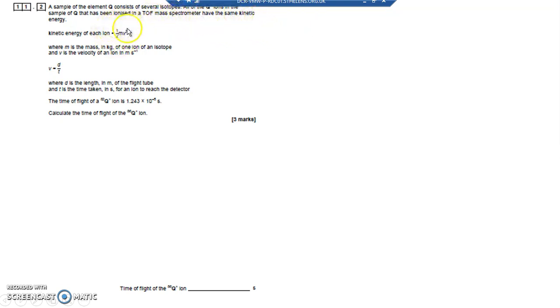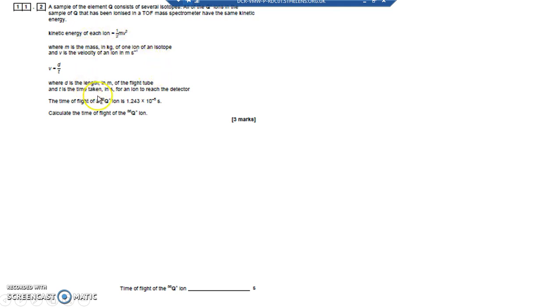Therefore, the kinetic energy of each particle is always the same. It doesn't matter what the mass is, the particle has the same kinetic energy. And we've been given the equation for kinetic energy as half mv squared. m is the mass of a particle, v is its velocity, so v squared is its speed squared. And the mass is in kilograms of one of the ionized particles.